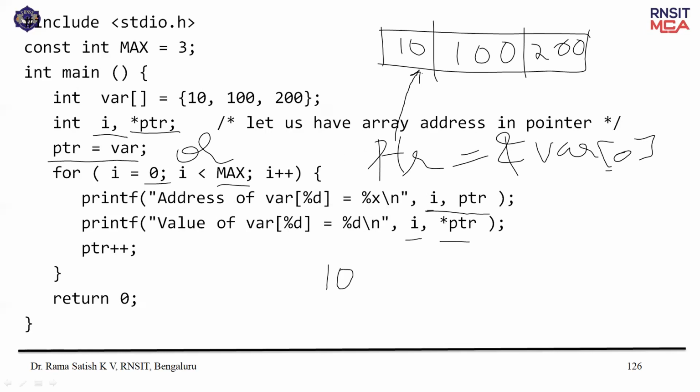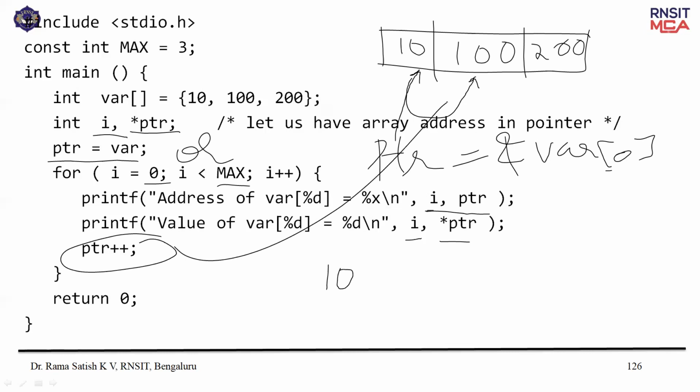PTR was pointing to the first cell. Now the pointer is going to point to the next cell. It is going to move to the next cell because of this statement, PTR plus plus. It goes to the next cell.